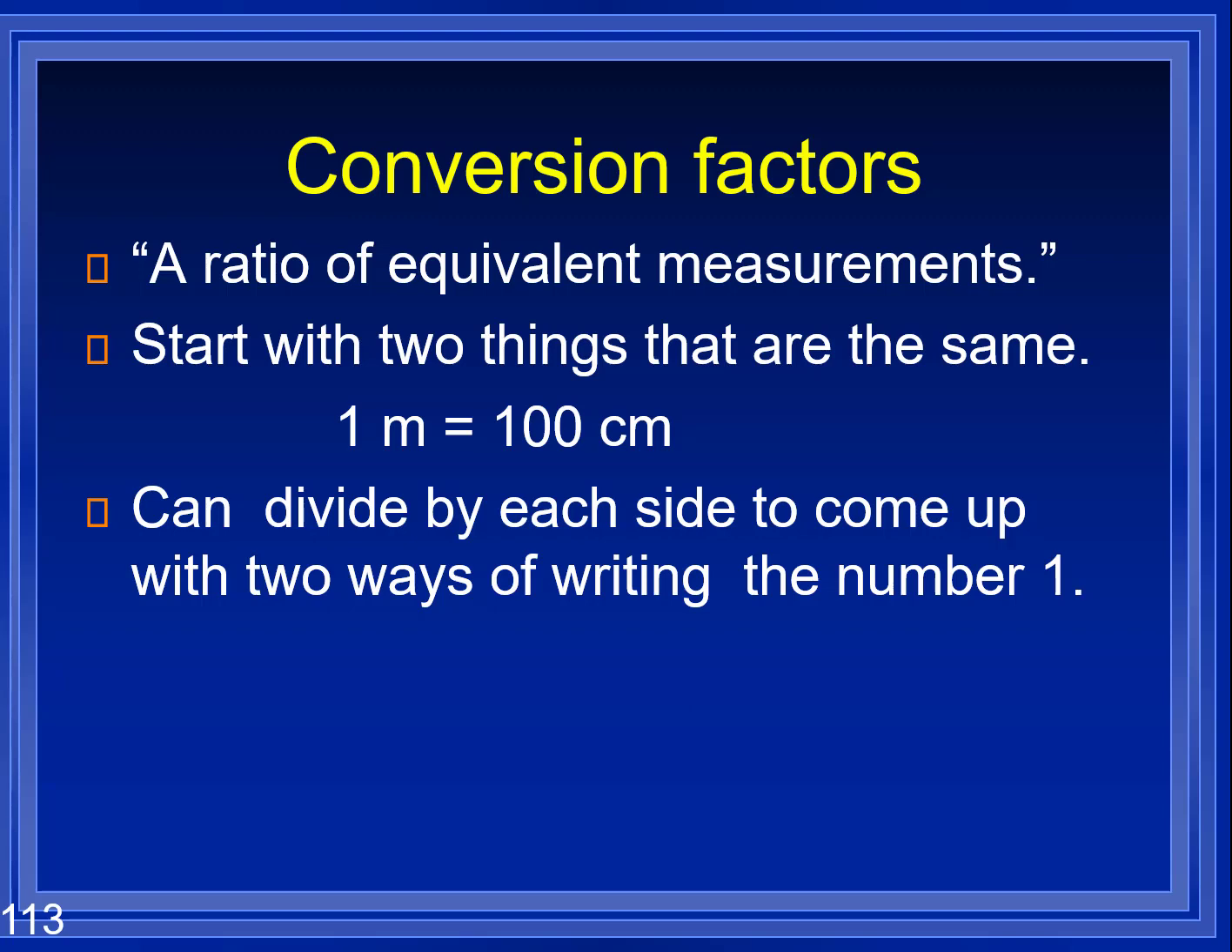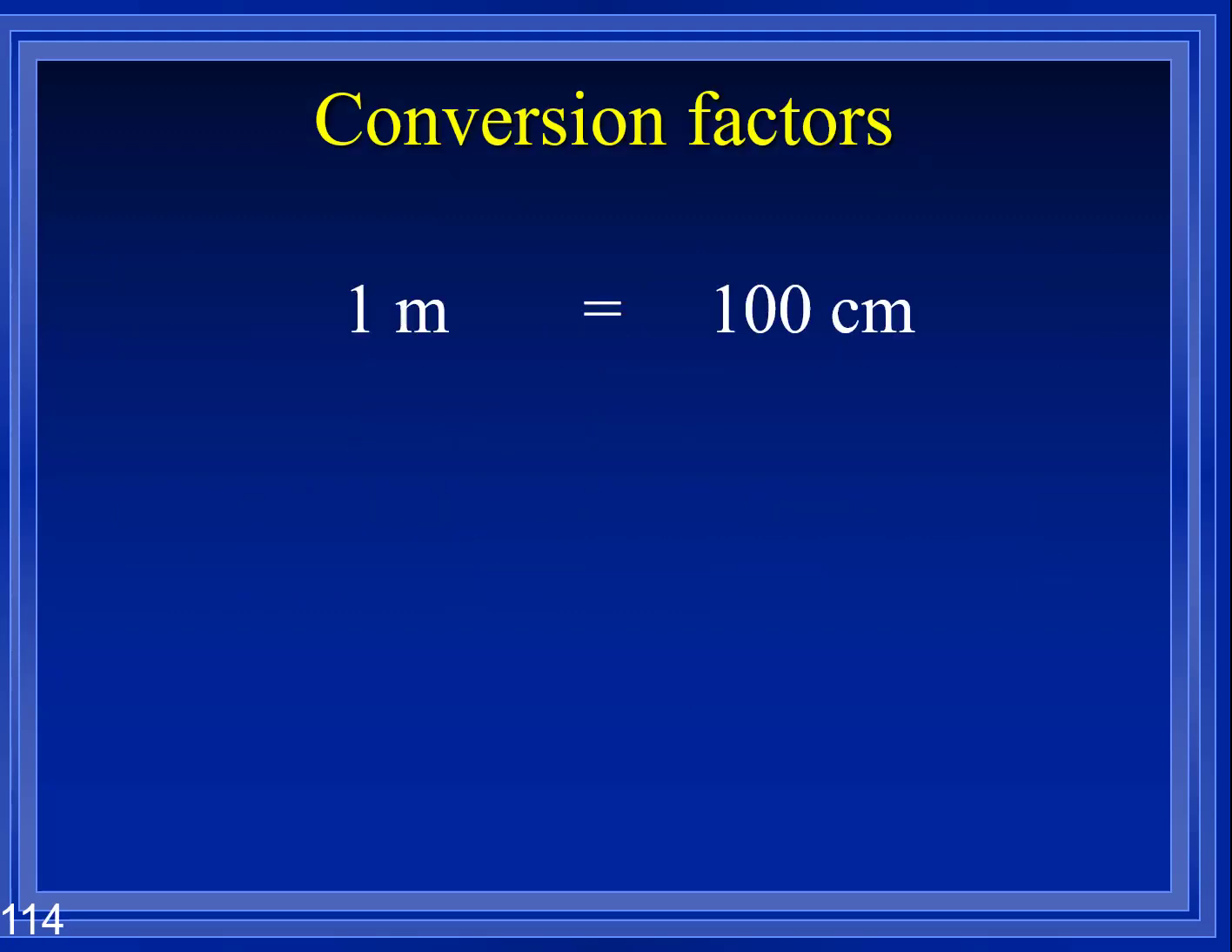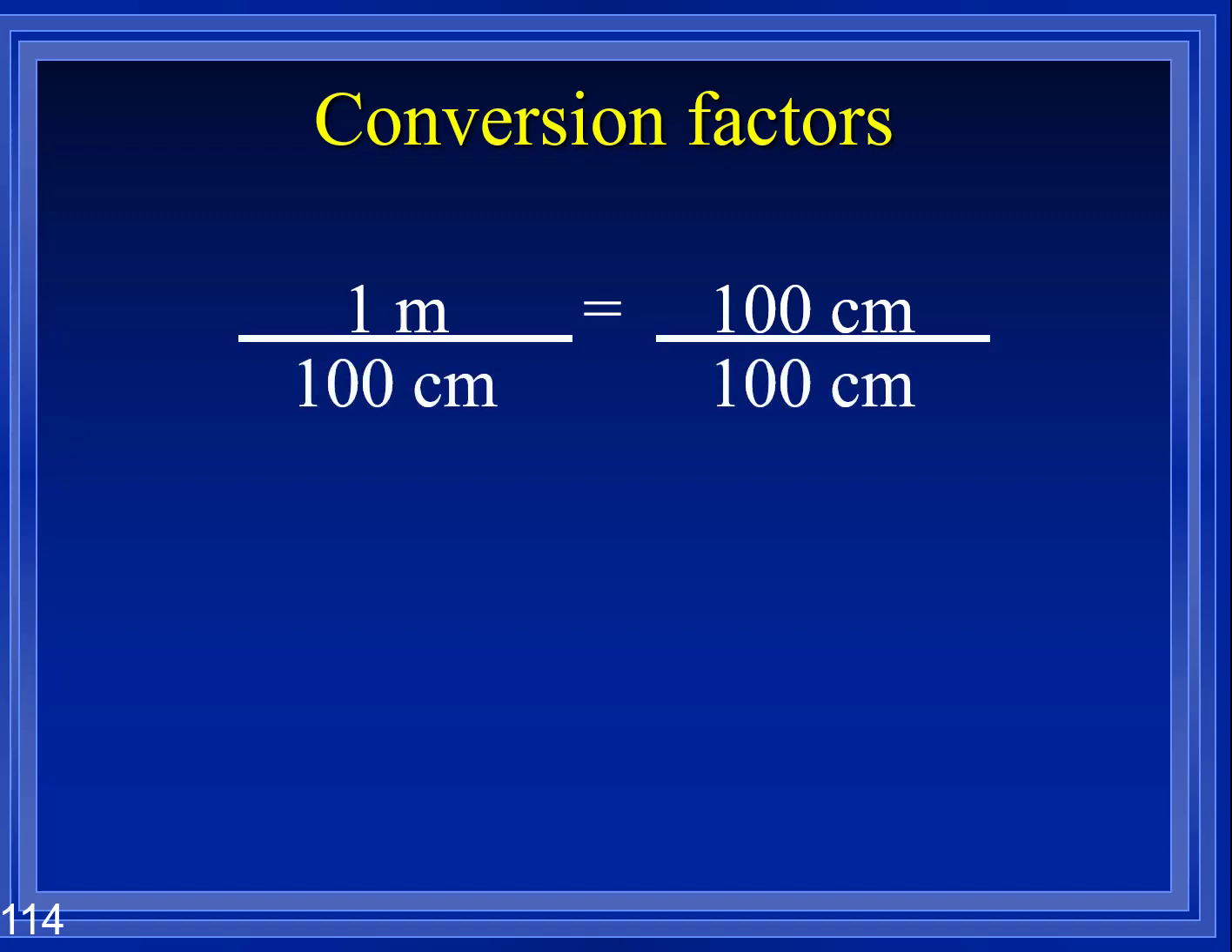It's always hard to write about doing math. It's easier to show you doing math. Okay. So I'm going to do that division and come up with two ways of writing the number 1. I'm going to divide both sides by 100 centimeters. Is that okay to do? Okay. What happens on the right side? I've got 100 centimeters over 100 centimeters, which cancels out and turns into 1.